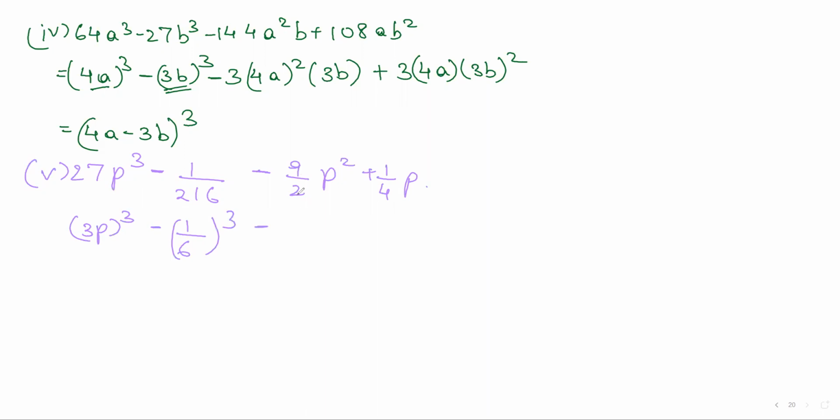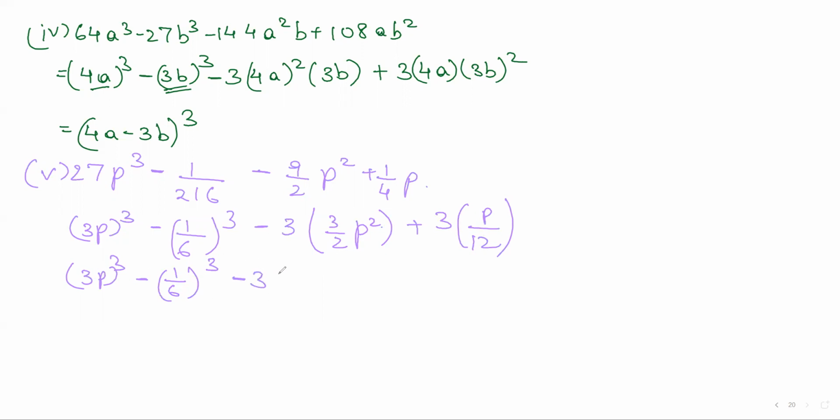Minus 9 upon 2p square. So this can be written as 3 into 3 upon 2p square. Plus, if you take 3 common over here, you're left with p upon 12. 3p whole cube minus 1 upon 6 whole cube. Now here you have p square, which means you should have 3p whole square minus 3 upon 2 into 3 upon 3p square. You're adjusting it. Plus 3 into p upon 12.